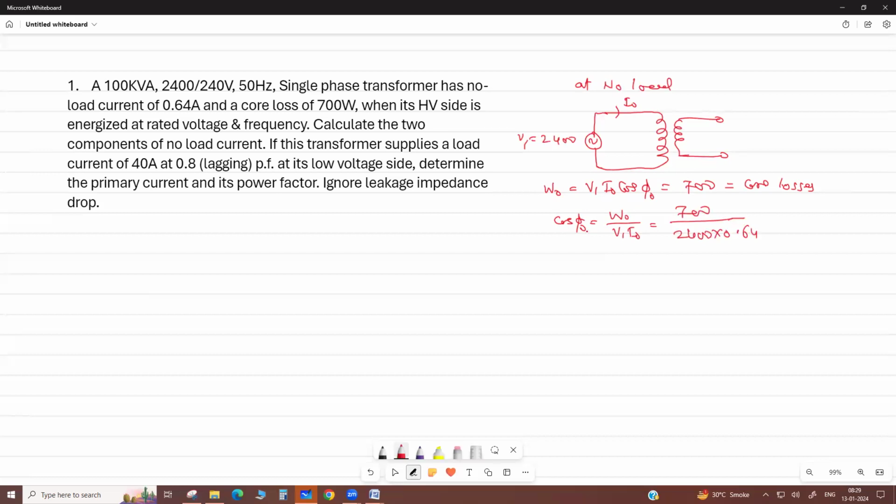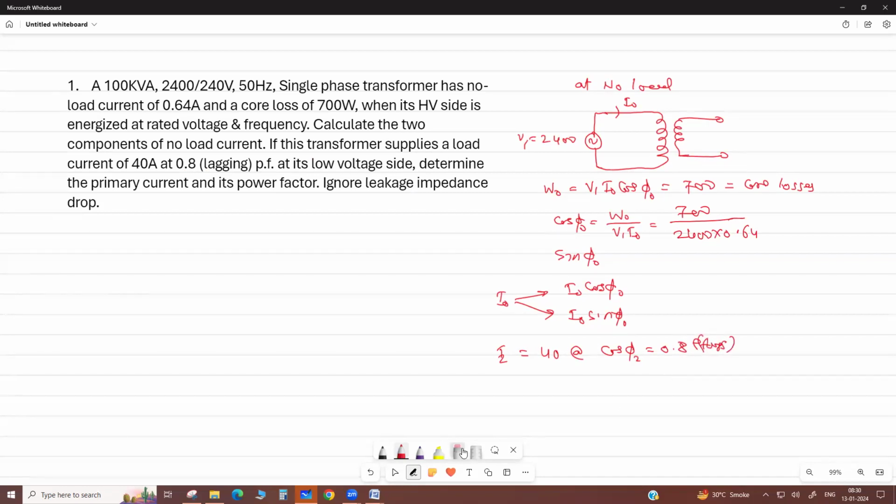क्या करेंगे आपको ये? Then you sin phi naught you can calculate. Then he asks two component of no load current. I naught आपके पास है, then इसके दो component निकाल लीजिए. यहीं पे आपका half question solve हो गया. Then now we say that secondary current, load current दिया 40 ampere at cos phi 2, 0.8 lagging power factor.